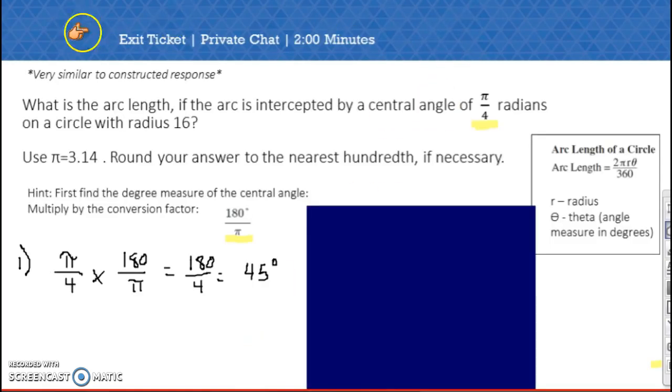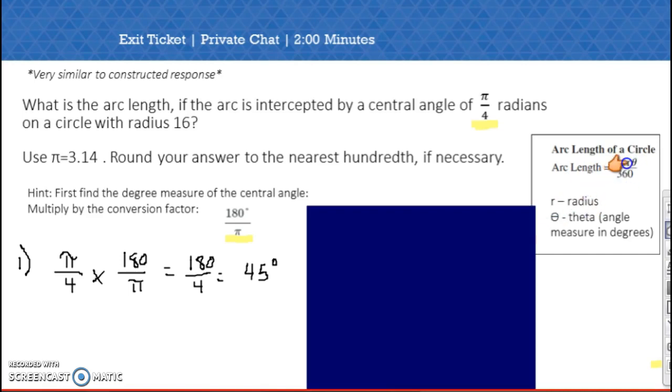Number 2, the second one on that constructed response, says what is the arc length if the arc is intercepted by a central angle of pi over 4 radians on a circle with a radius of 16. Okay, so on your EOC formula sheet, you have the arc length of a circle. And that formula is 2 pi r times theta divided by 360.